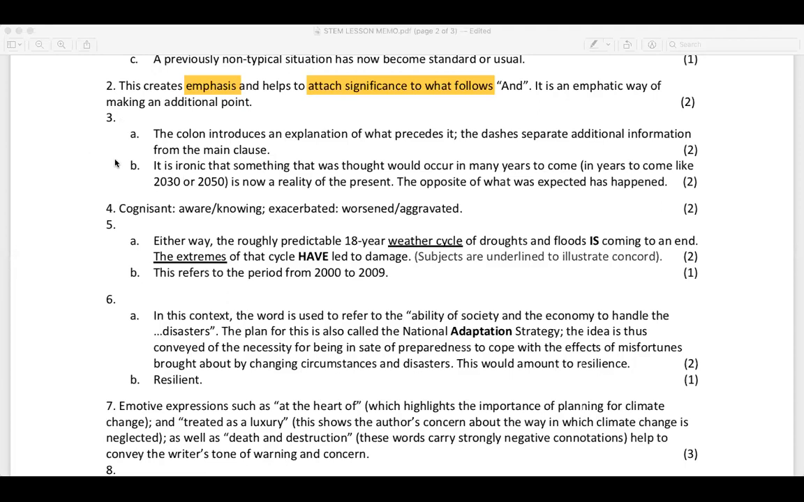Remember, a synonym, and that's the reason I wrote it in bold here, the S in synonym stands for same or similar. Synonyms are the same. So provide a word that would mean the same as cognizant in paragraph 10, and a word that would mean the same as exacerbated in paragraph 12.